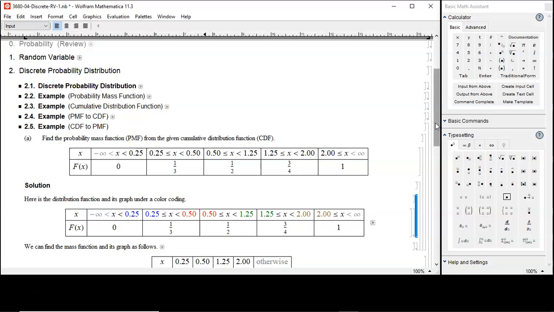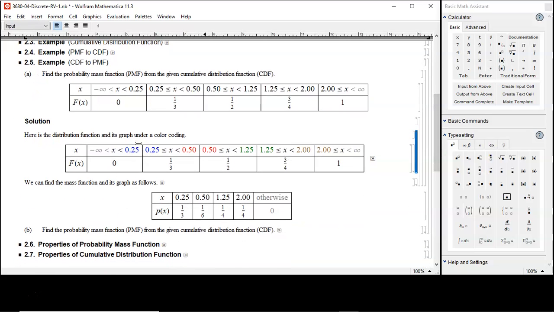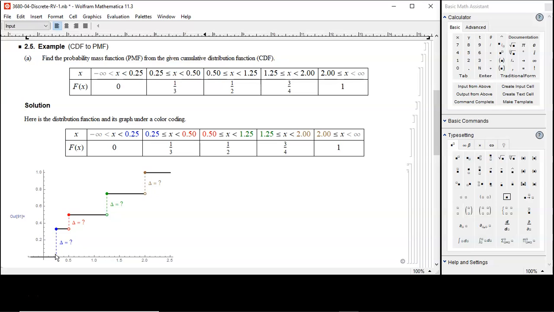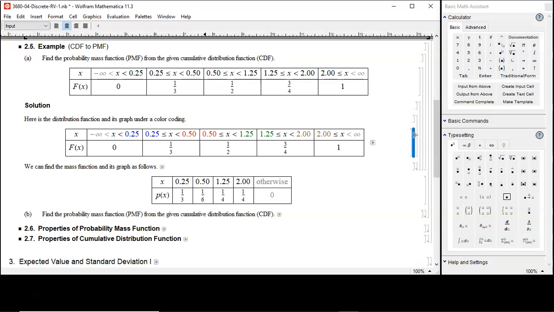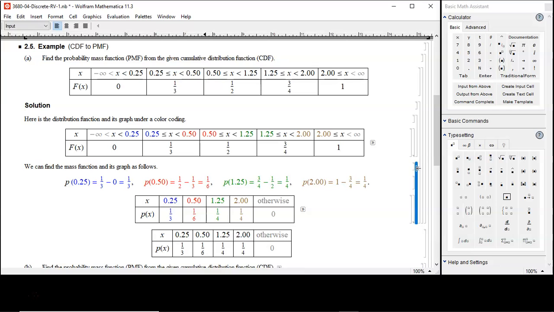Alright, we did some color coding as well. So jump takes place at 0.25, 0.5, 1.25, and 2.0 respectively. Color coding would help. You see, blue, red, green, and brown. Those are the jumps. And then the mass function, you can find those out by subtracting. And then if you do that, you get all these. Yes, of course, same as what I got before.